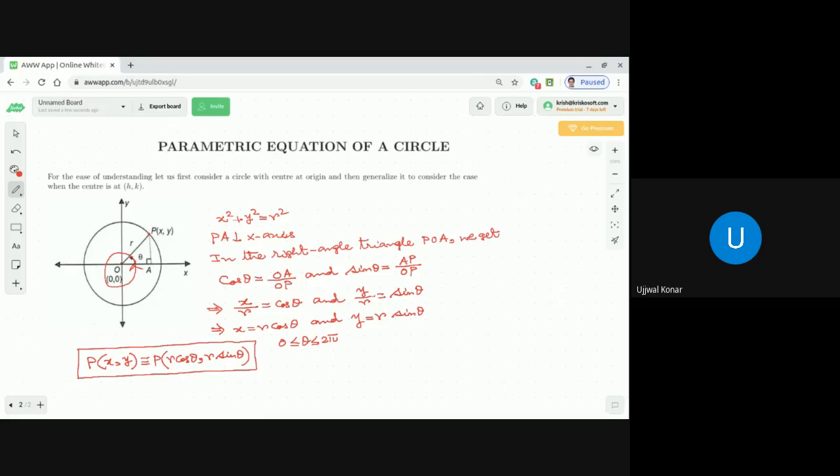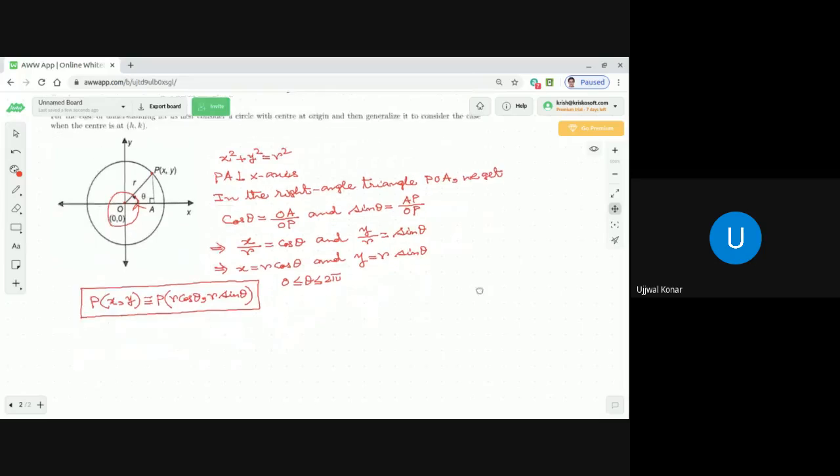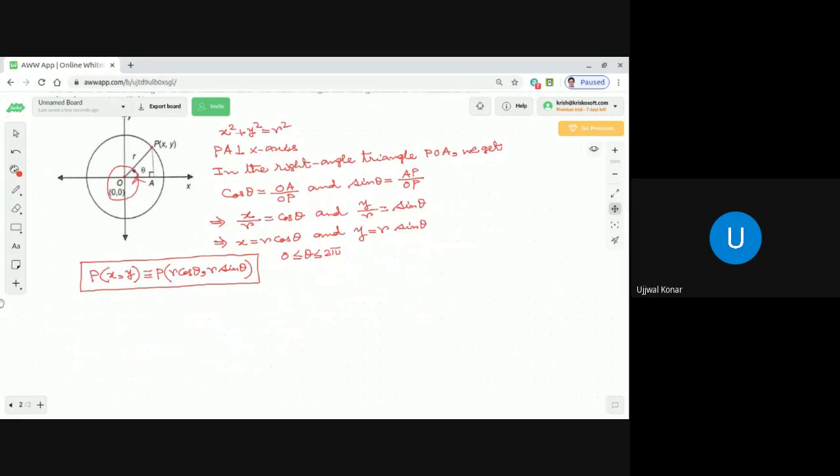Correct, dear students? So this is the parametric equation of a circle when we consider the center of the circle at the origin. Now, dear students, we are going to extend it to find the parametric equation of the circle when the center is not necessarily at the origin. So let's take the center at the point h comma k.